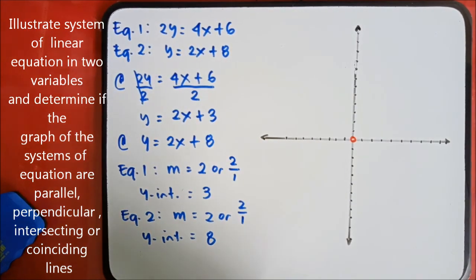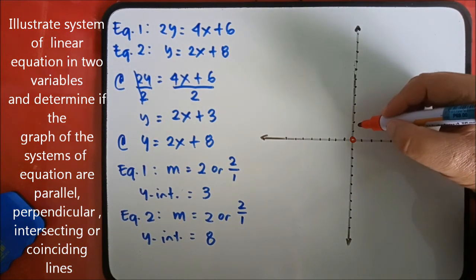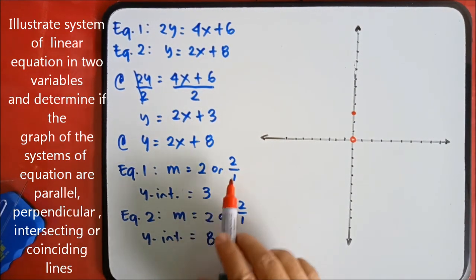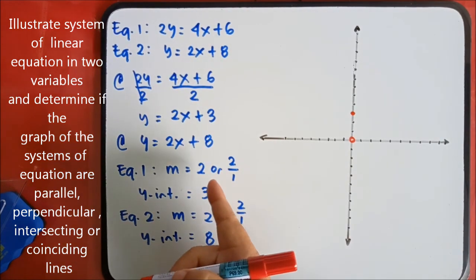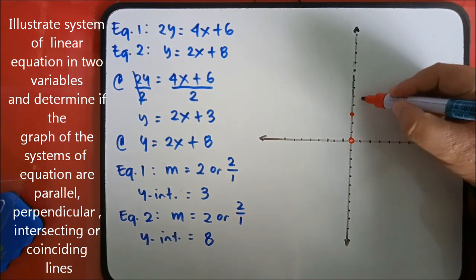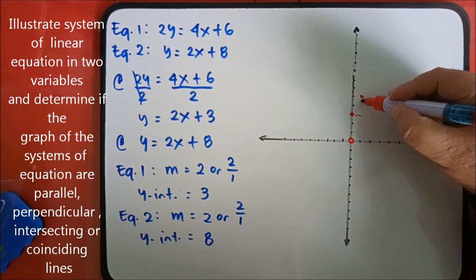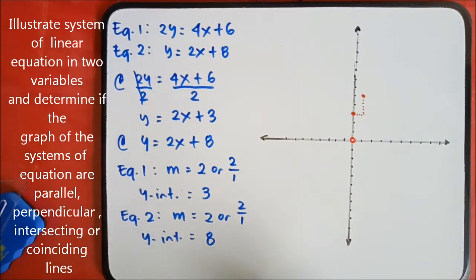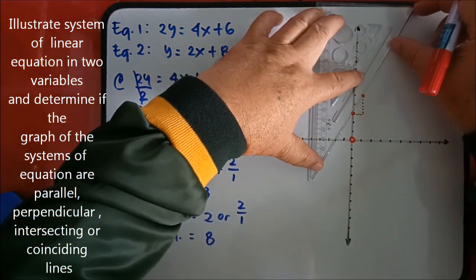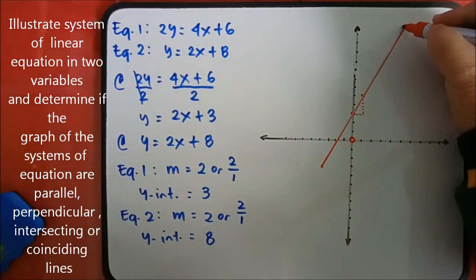Okay, now we will plot the line. The y-intercept is 3, so the 3 must be on top of 0. 1, 2, 3. Okay, what is our slope? 2 is to 1. Since this is positive, it must be going to the right. So 1 run, 2 rise. 1 run, 2 rise. Okay, so we will connect. This will become what? Okay, so this will be your line.